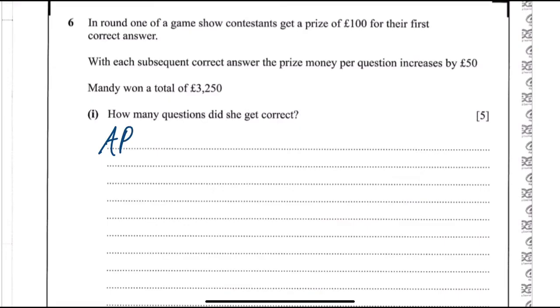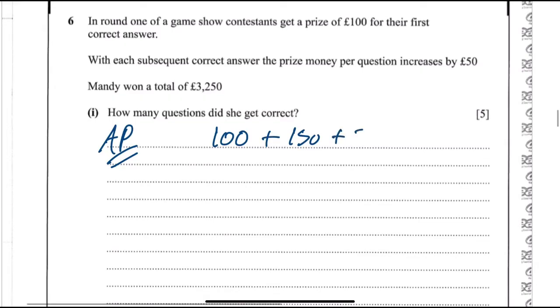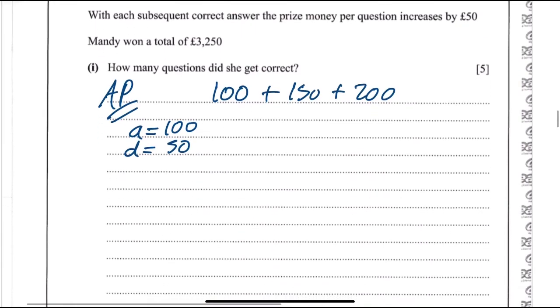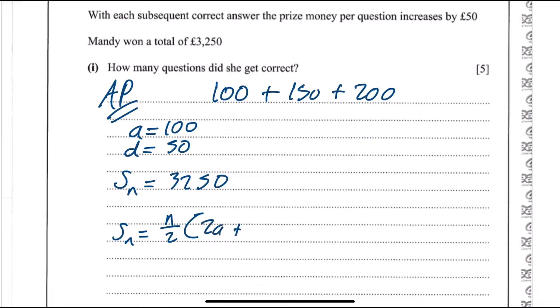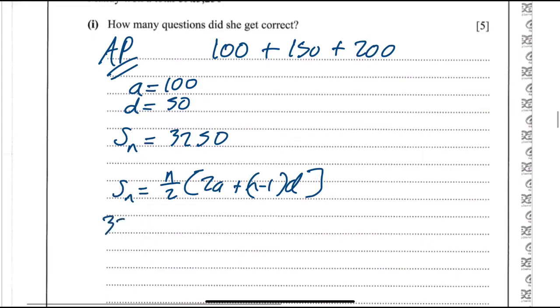First of all, it's an AP, but why is it an AP? She gets £100 first of all. Next one, she would get 150. Next one, she would get 200, and so on. So clearly your a, your first term is 100, and your common difference is 50. We know that the sum of all her rounds added up, she got £3,250, but we don't know what the n is. So we'll write down the formula for S of n. It's n over 2 times 2a plus n minus 1 d. Now let's fill out what we know. We know what she won, so the sum of her n was 3,250.